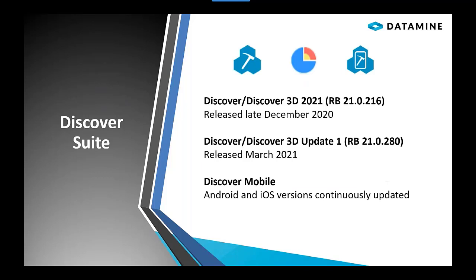So the Discover suite consists of three main products: Discover, Discover 3D, and Discover Mobile. So you may be familiar with these. Discover and Discover 3D, they're bundled together. They were recently updated in the 2021 version in late December. So you may or may not have that installed. This was a fairly significant update to the Discover 3D platform in particular, and probably the largest we've done in I'd say about 10 years or so.